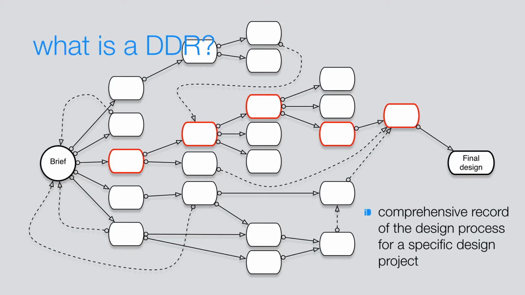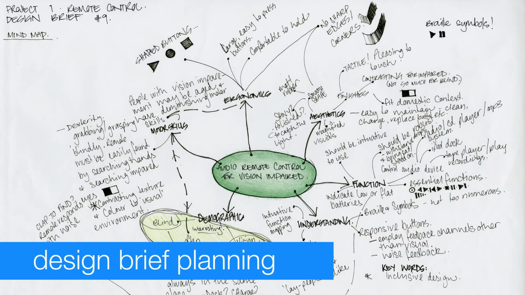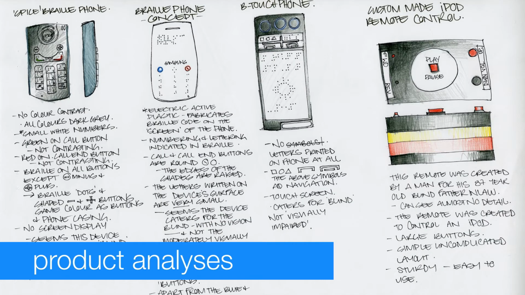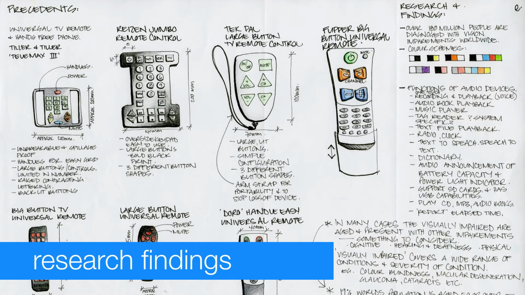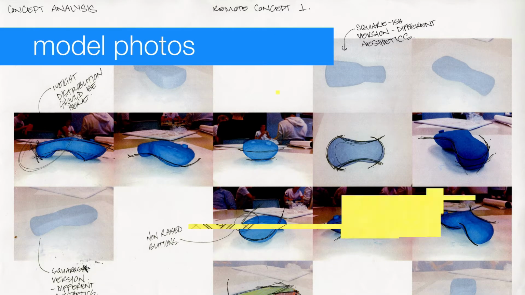What is a design development record? Well, put simply, the DDR is the comprehensive record of the design process for a specific design project. It contains everything to do with that project, including brainstorming pages, brief planning pages, product analysis and research findings pages. It includes photographs of models and notes on the models.